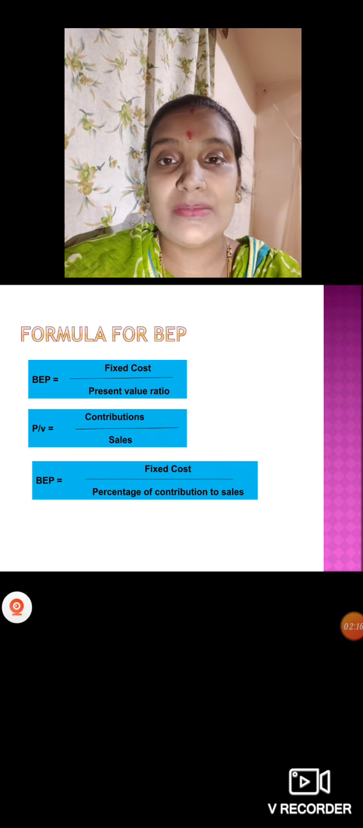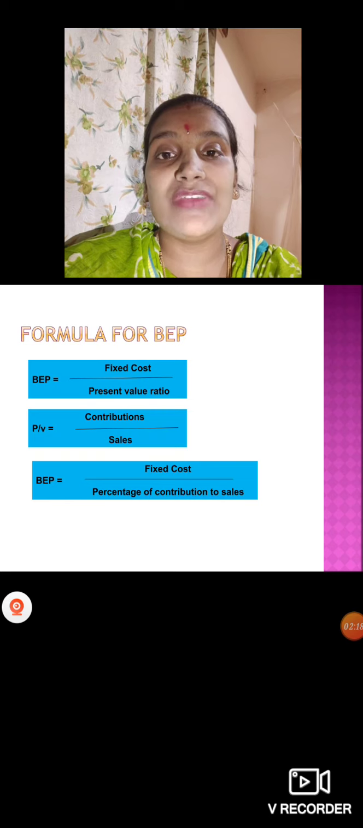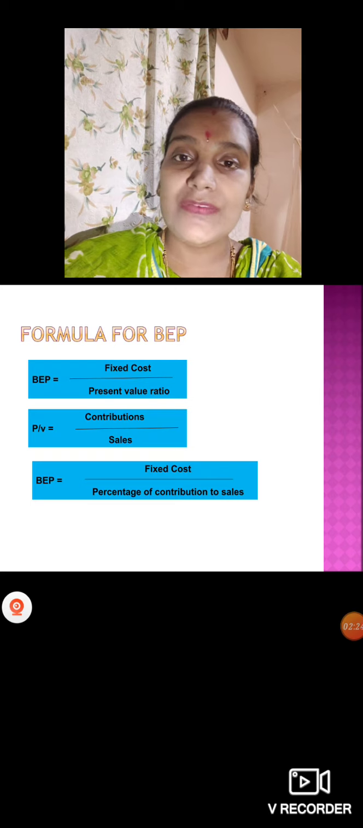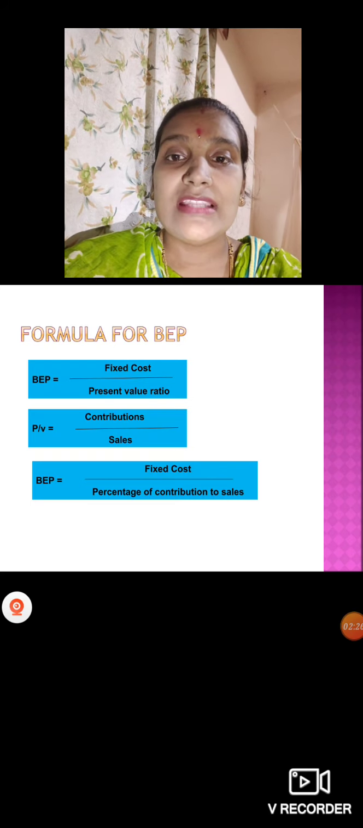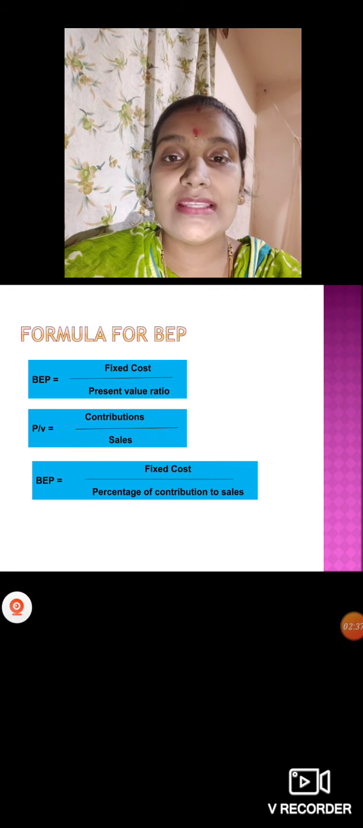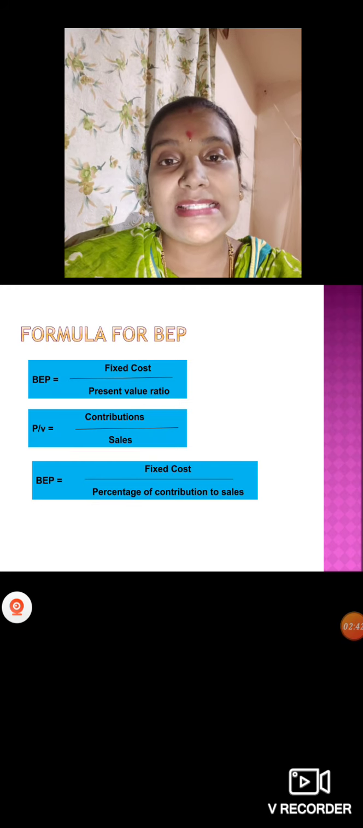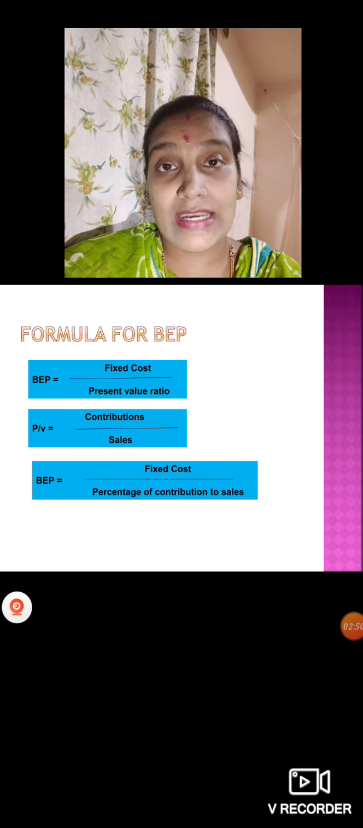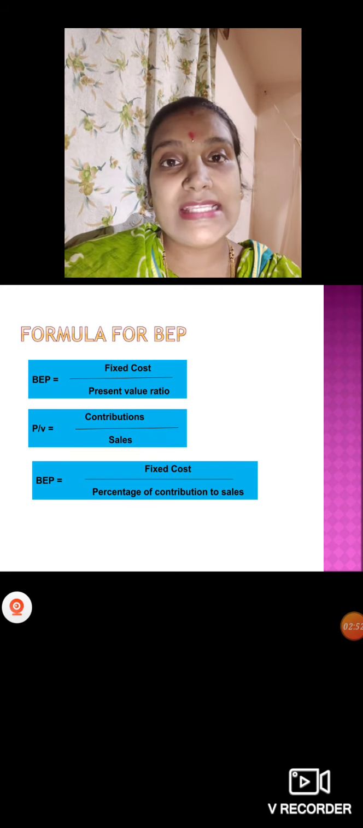Formula to calculate break-even point. Firstly, break-even point equals fixed cost divided by PV ratio. Then how to calculate the PV ratio, the profit volume ratio? PV ratio equals contribution divided by sales. Then break-even point equals fixed cost divided by percentage of contribution to sales. These are the two formulas we have. We can use the first one or the last one; in between we have the PV ratio, which is contribution divided by sales.